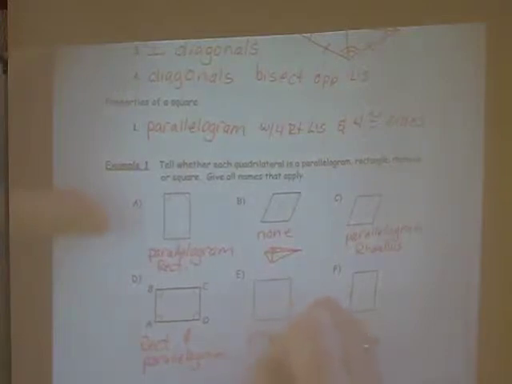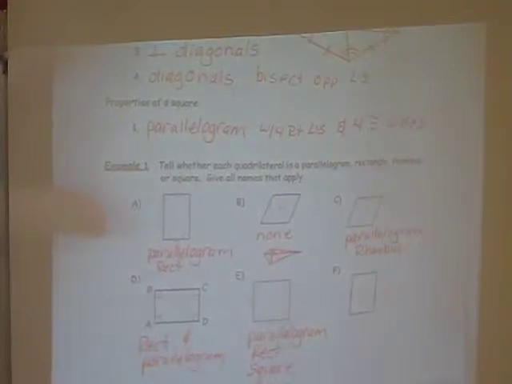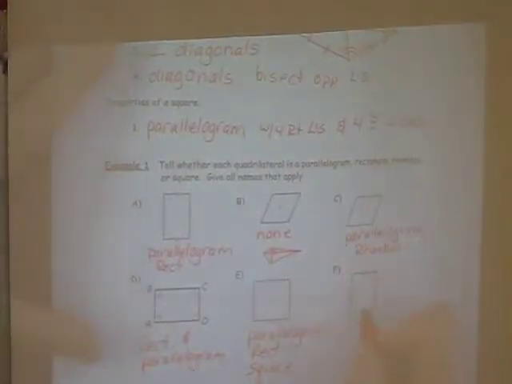Letter E, opposite sides are congruent, which makes it a parallelogram. So let's write down parallelogram. Along with that, we have a right angle, which makes it a rectangle. And we have 4 sides congruent, which makes it a square. Letter F, opposite sides are parallel, so that is a parallelogram.